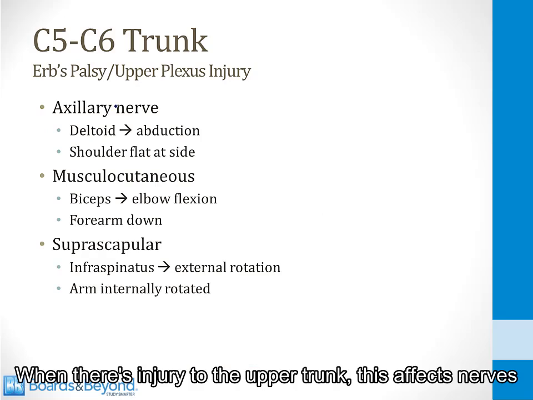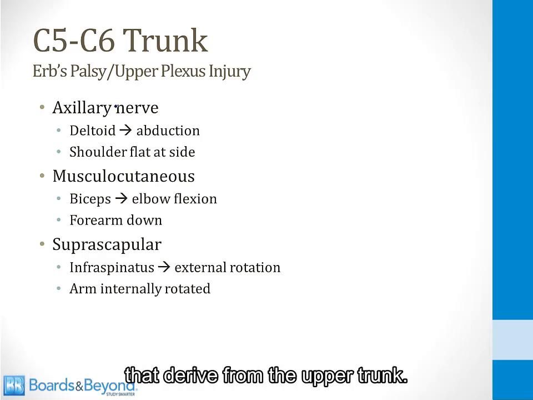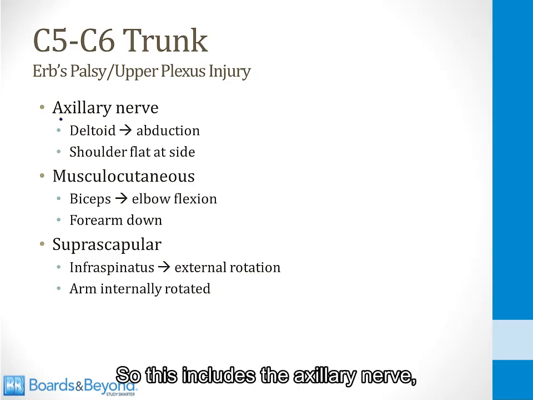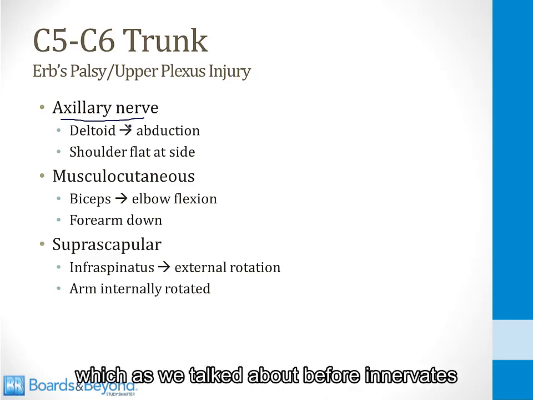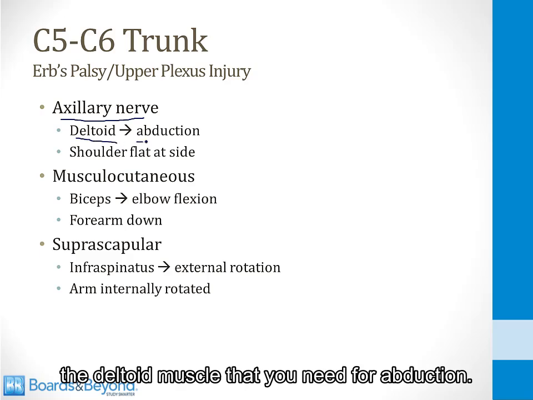When there's injury to the upper trunk, this affects nerves that derive from the upper trunk. So this includes the axillary nerve, which, as we talked about before, innervates the deltoid muscle that you need for abduction.